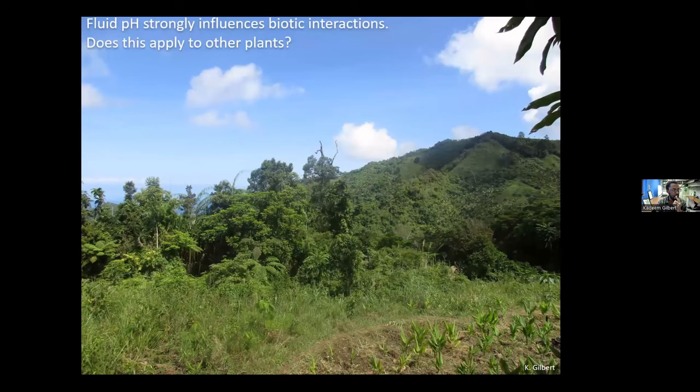So to wrap up this talk, I'm going to say that here we've shown both in the greenhouse and in nature how fluid pH is a really strong factor that influences these symbiotic interactions in particular. And this led to a current direction that I'm still developing in my lab, an area that began as a postdoc shortly before the pandemic and that I'm continuing now. But how could it apply to other plants?